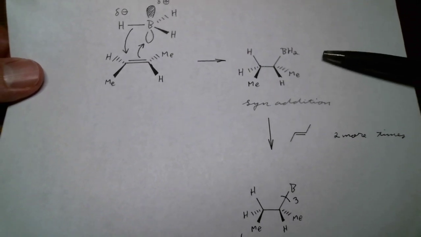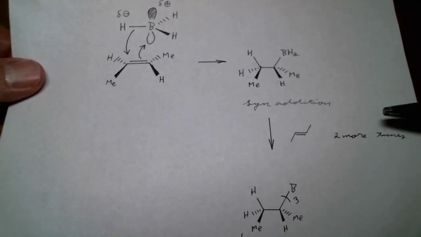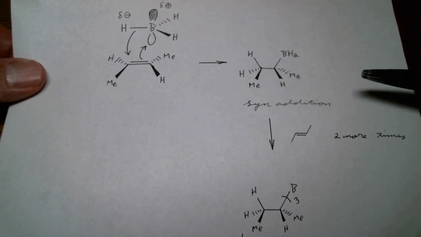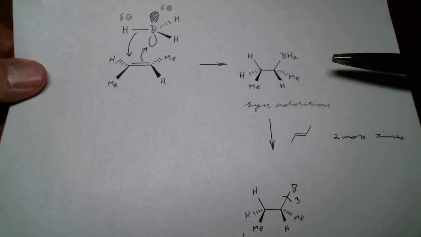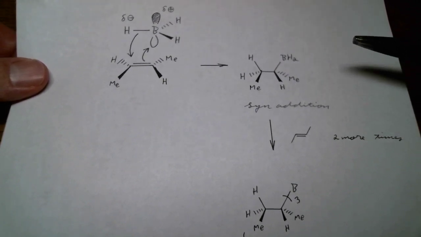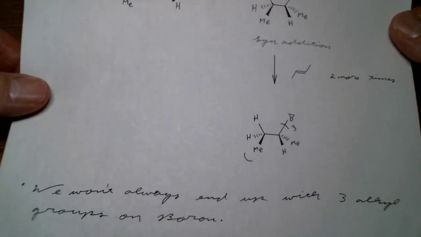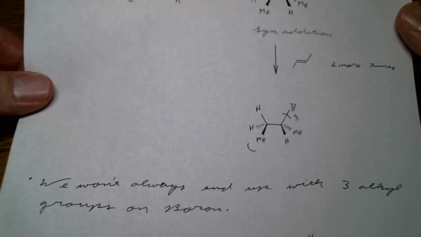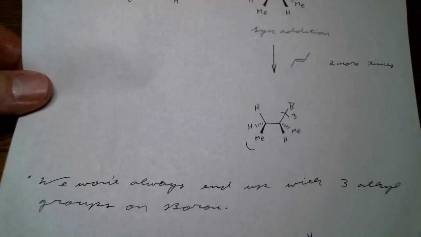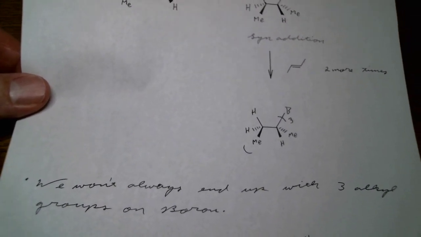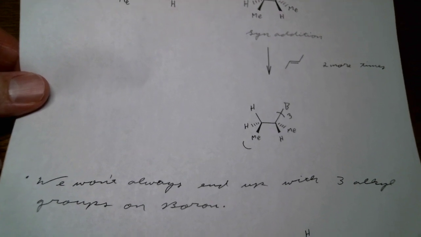And in theory we could do 3 hydroborations. React 3 equivalents of alkene with each equivalent of BH3. And so we won't always end up with 3 alkyl groups on boron. There are some alkenes that would be too sterically hindered, but for most cases we do.